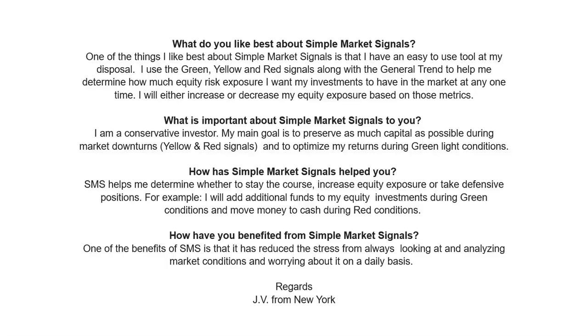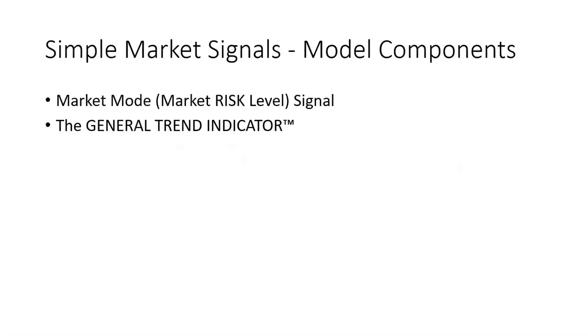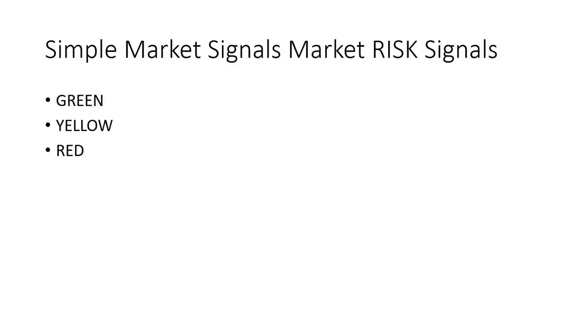I really appreciate that. There's two major components to the simple market signals proprietary model. There's the risk mode, the market risk level signal, and then there's the general trend indicator. Let's start off with the simple market signals risk signals. The market mode signals are simply green, yellow, or red.